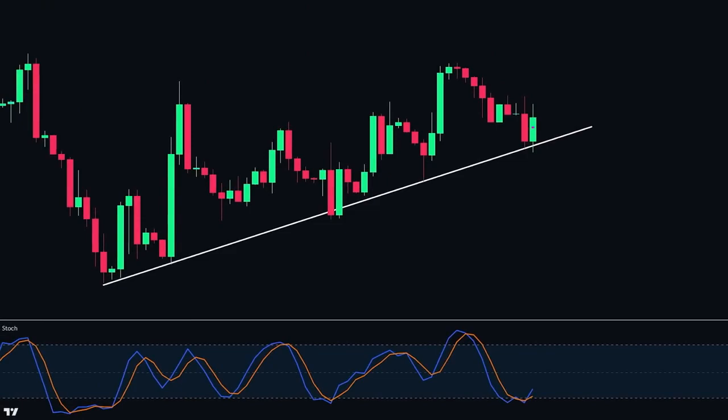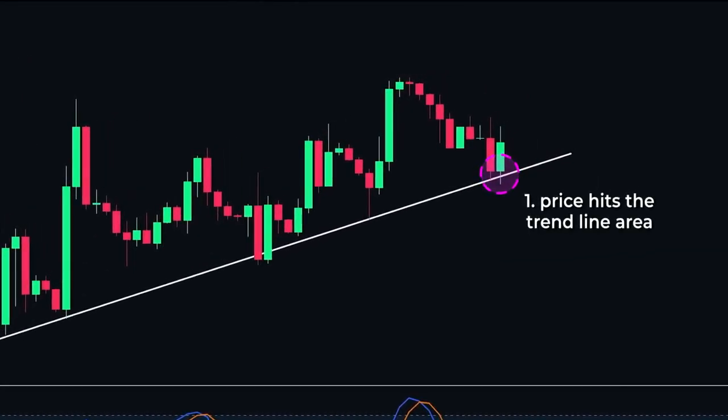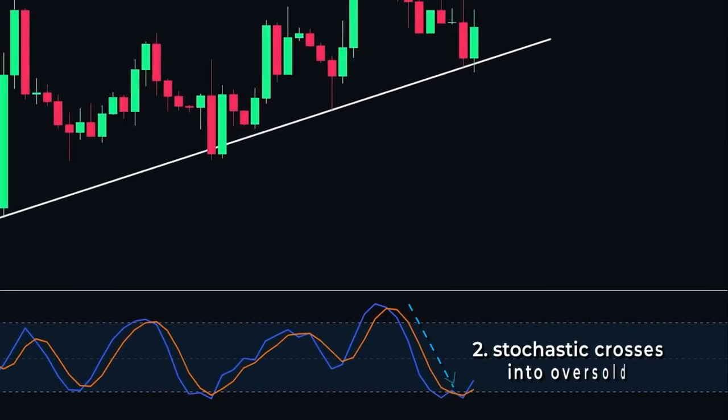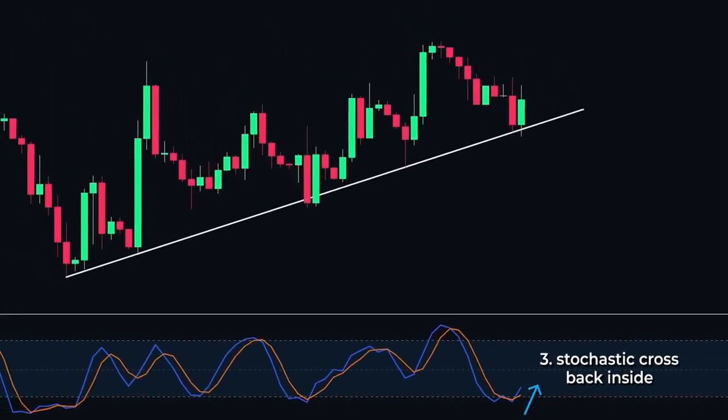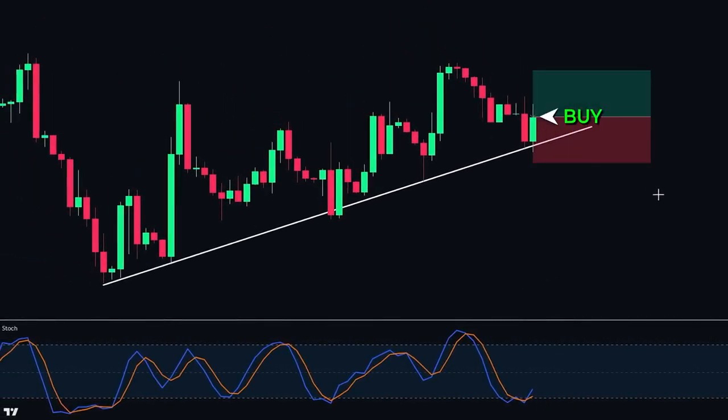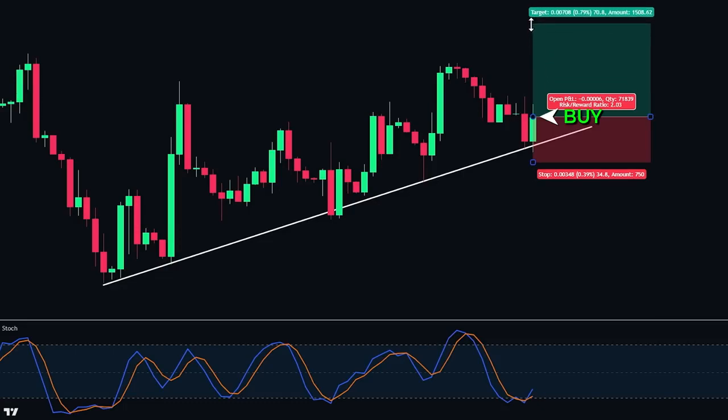So, to recap, first we want to see price approaching the trend line area. Next, we want to see the stochastic crosses into oversold, then crosses back inside again. Once these signals are met, I open a buy position. For the risk management, we set our stop loss slightly below the swing low in this area. And for take profit, we target 2 times the size of our stop loss.